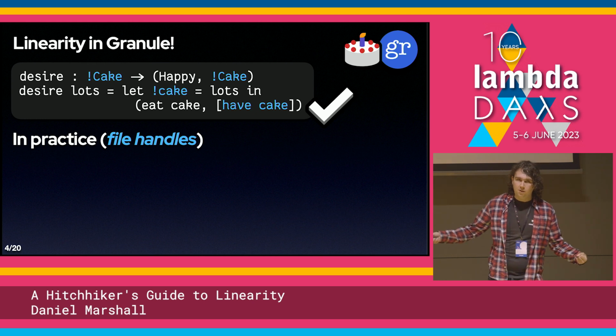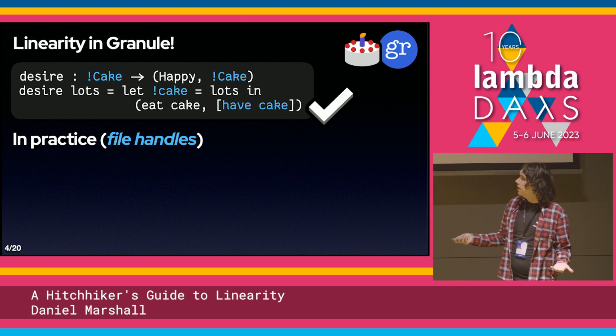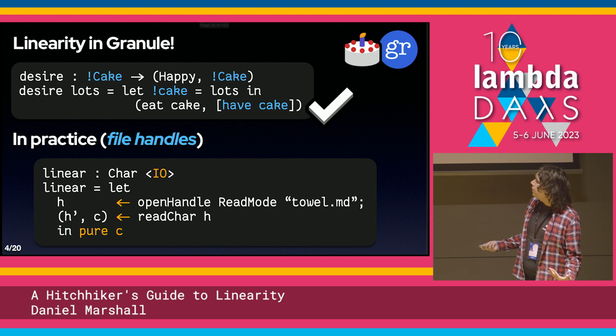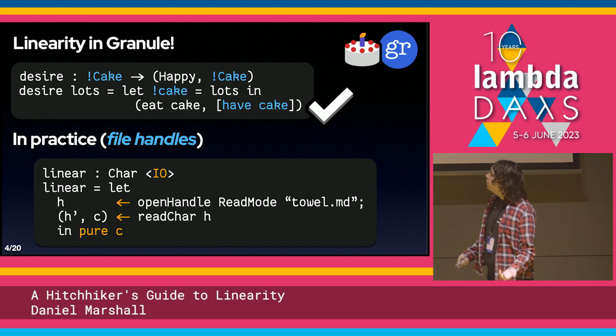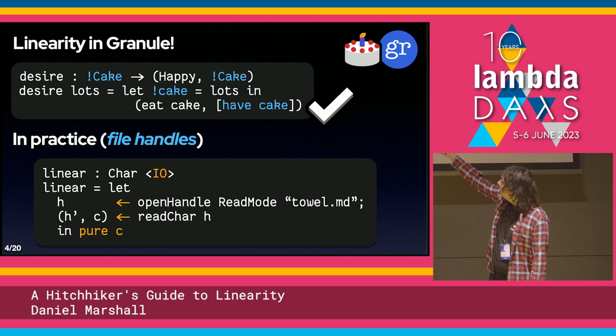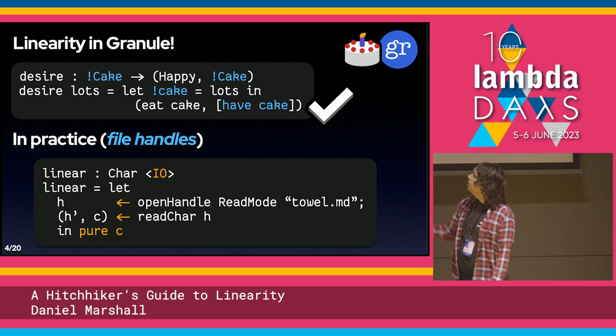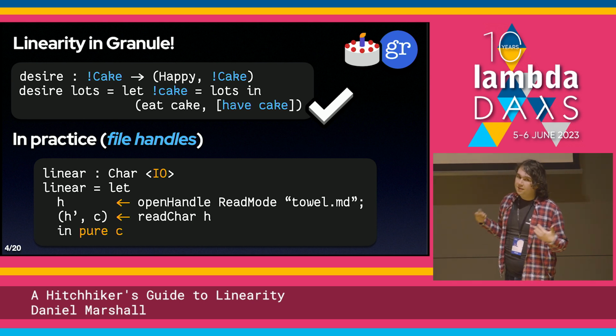We can't copy file handles, we can't discard file handles, okay? So here's some Granule code. Now, there's a bit more going on here. If you look at the type signature, you'll see this IO thing that appears in the type. So what this is, it's an effect.